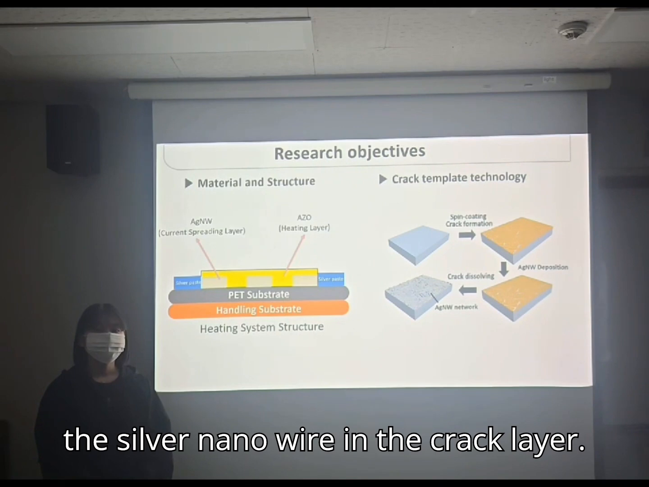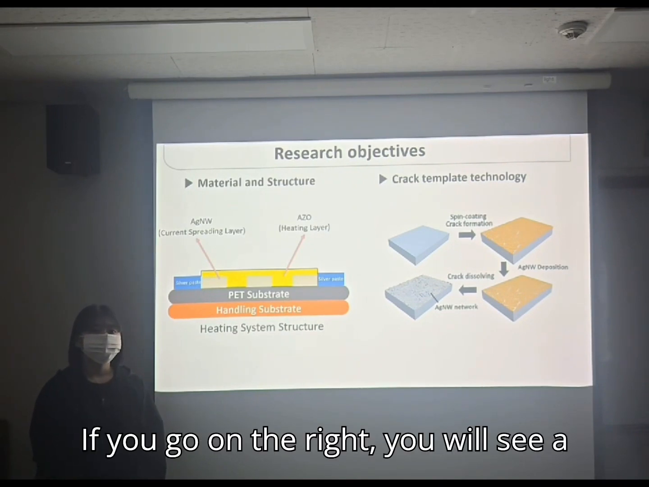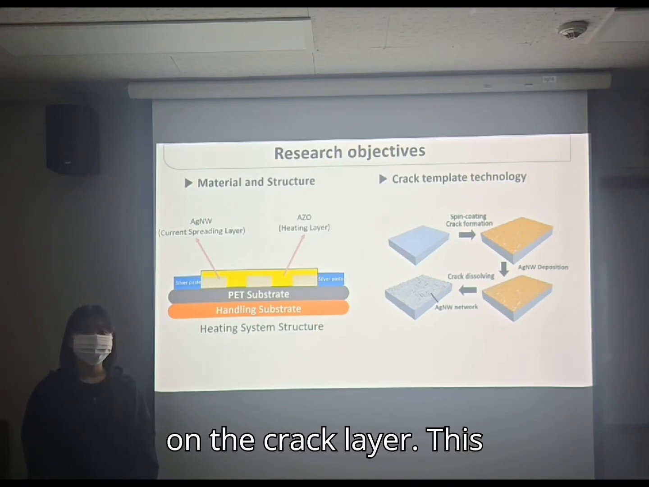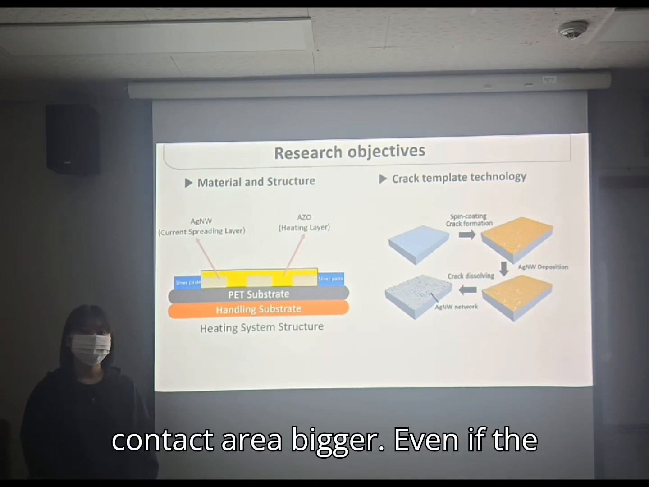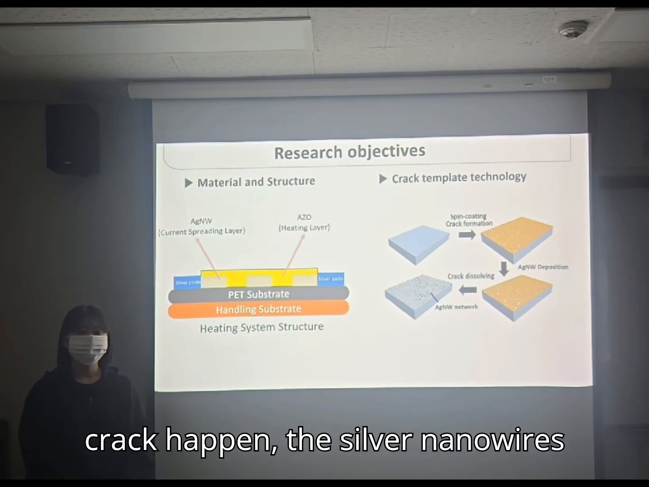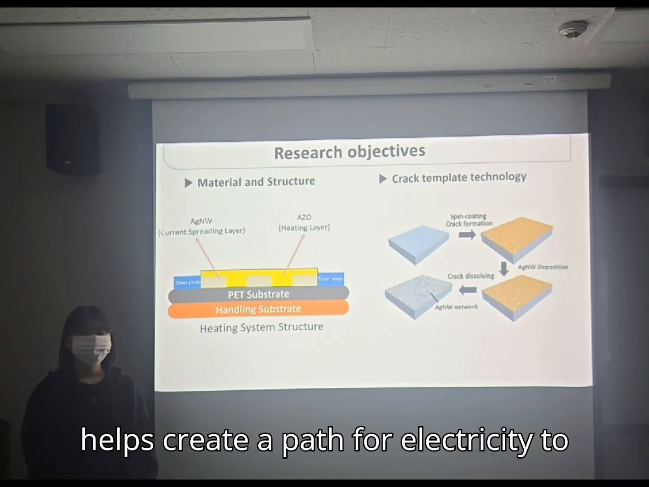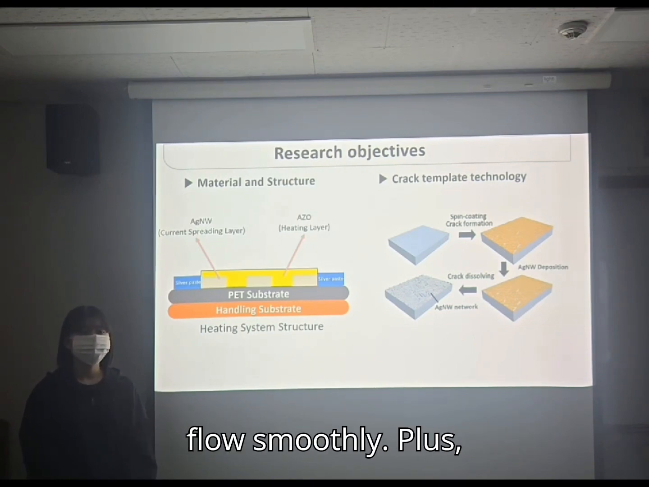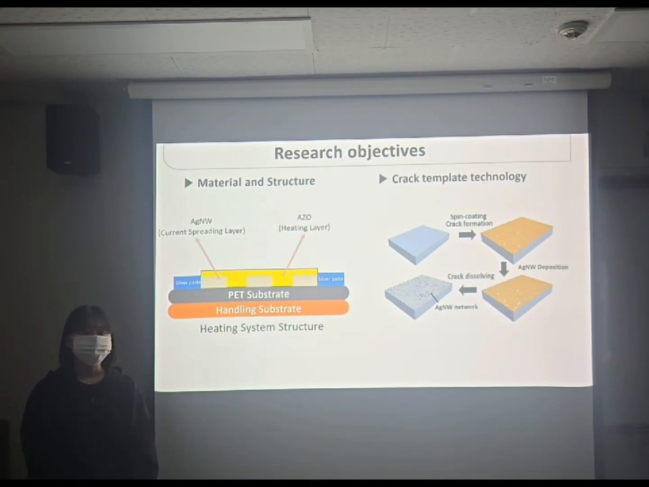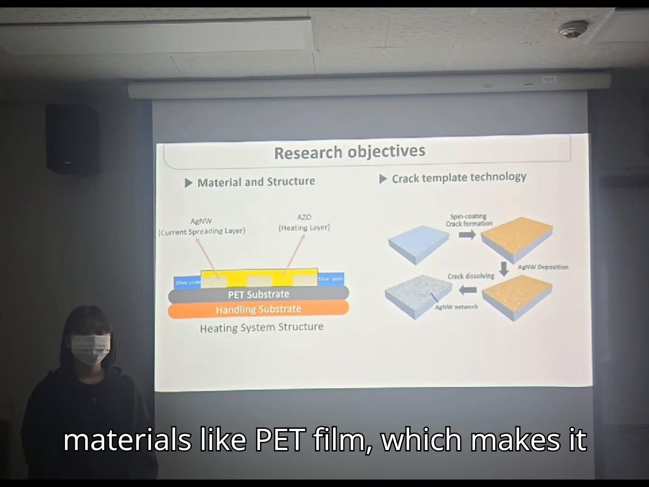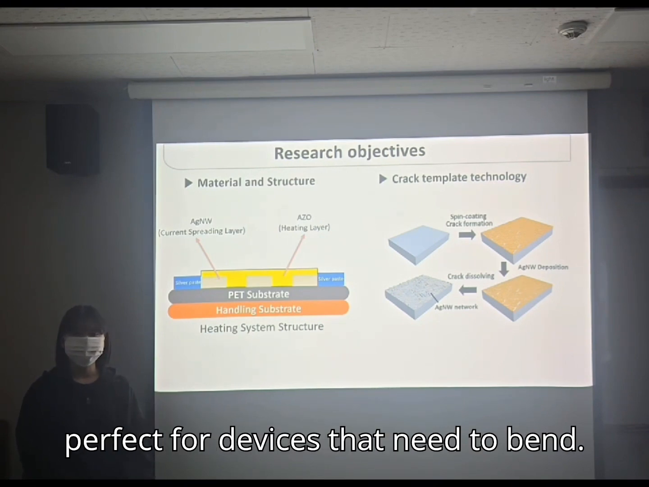Next is to place the silver nanowire on the crack layer. If you look on the right, you will see a picture showing silver nanowire applied on top of the cracked layer. This crack layer technology helps make the heated area bigger. Even if the crack happens, the silver nanowire stay connected like fibers, which helps create a path for electricity to flow smoothly. Plus, it's flexible and clear, so it can work with flexible, clear material like PET film, which makes it perfect for devices that need to bend.